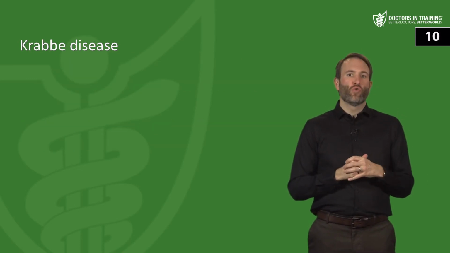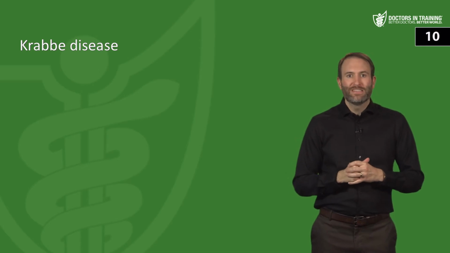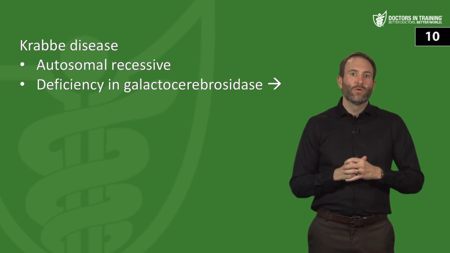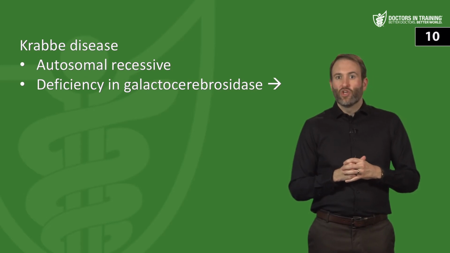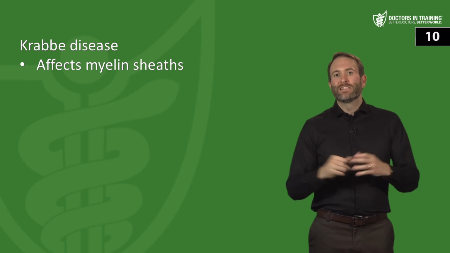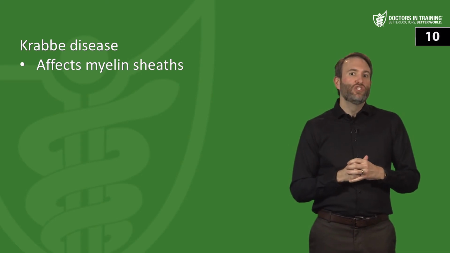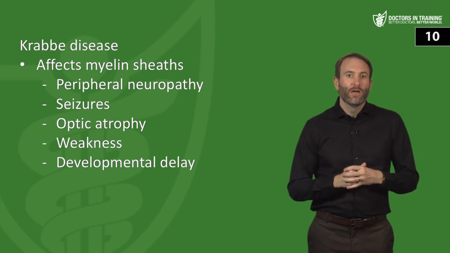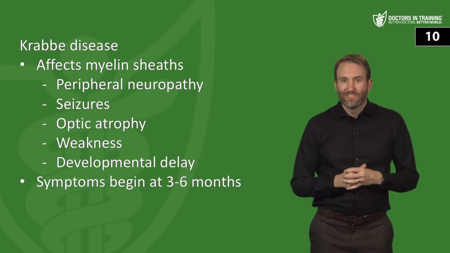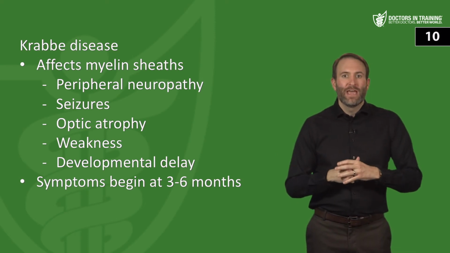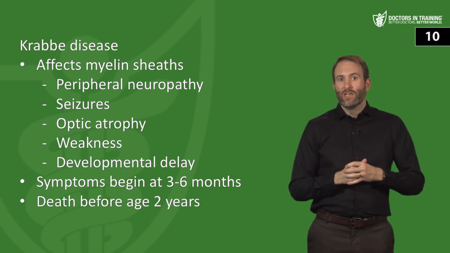Now let's move on to Krabbe disease, great name. So this is an autosomal recessive disease again. The deficient enzyme here is galactocerebrosidase, and you accumulate galactocerebroside. Now this disorder affects the myelin sheath, which will lead to peripheral neuropathy, seizures, optic atrophy, weakness, and developmental delay. Now symptoms begin early again at the age of maybe about 3 to 6 months and is fatal usually before the age of 2 years.